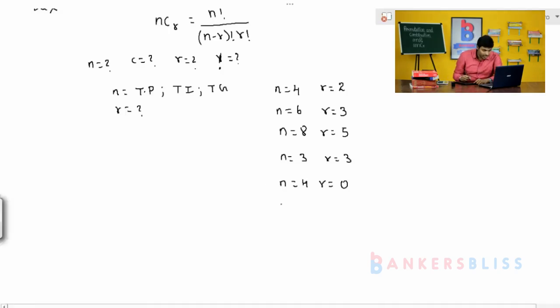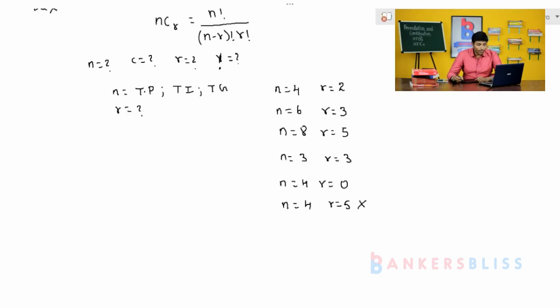Next, n is equal to 4. Among 4 people, I have to select 5 people. Can this happen? It can never happen. In reality, this cannot happen because only 4 members are there. How can you select 5 out of 4? So this cannot happen. Means what?